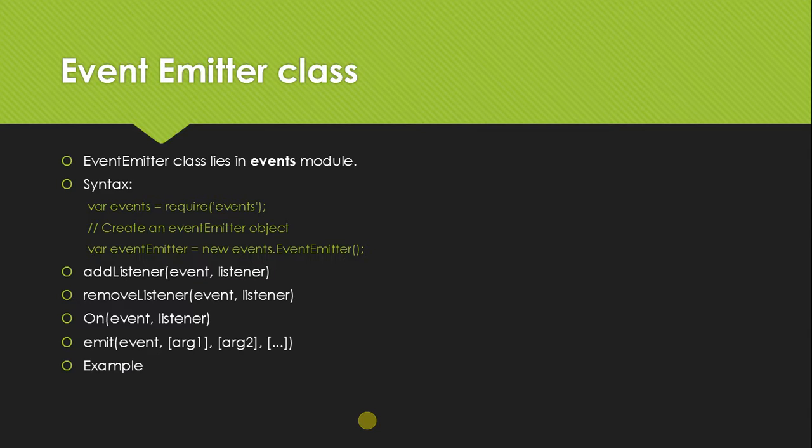The next function is the emit function. It executes each of the listeners in order with the supplied arguments. It returns true if the event had listeners and otherwise false.